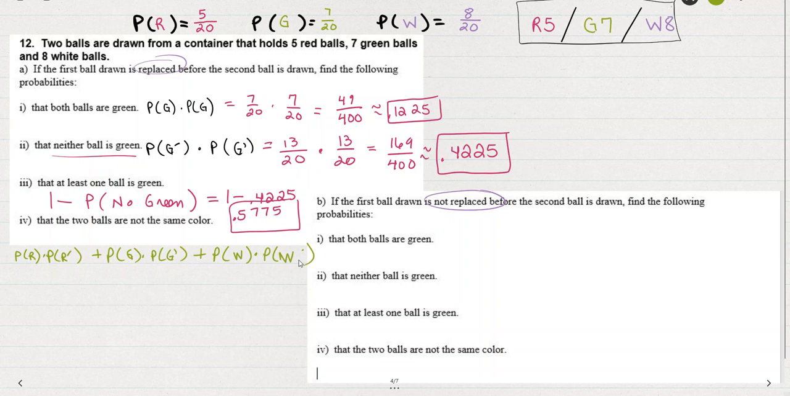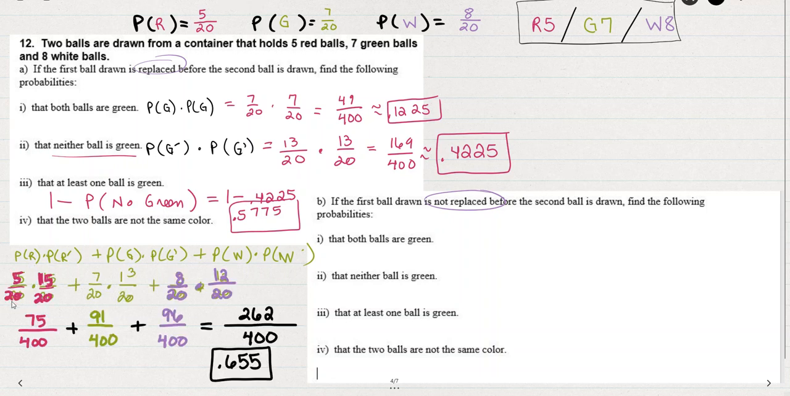Do you follow that? The two balls are not the same color. That means if the first one is red, then we get green or white. And then if the first one is green, the second one's got to be red or white. If the first one was white, then the next one has to be red or green. But each time we're putting that ball back before we draw the second.